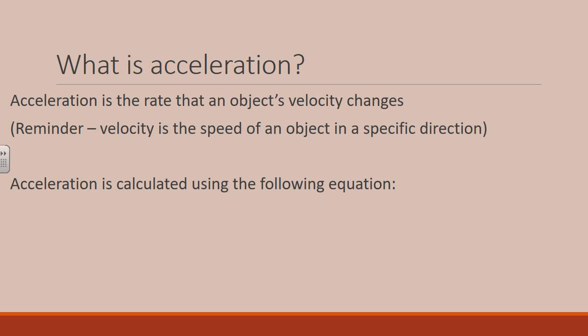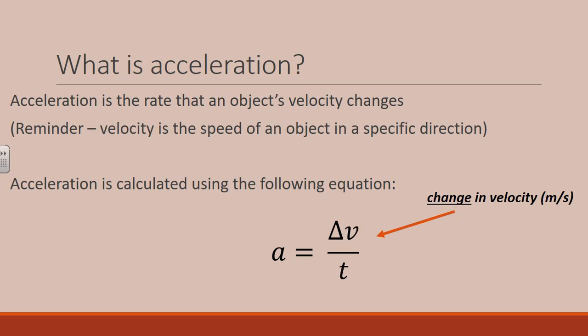And we calculate it using this following equation. Okay, so I'd like you to write that down into your notes. a equals delta, that triangle shape, which you will have seen before. Okay, so delta v divided by t. So what does this all mean? So the first part, the delta v, is the change in velocity. Okay, so that's how much the velocity changes, and it's measured in meters per second. So make a note of the units as well.